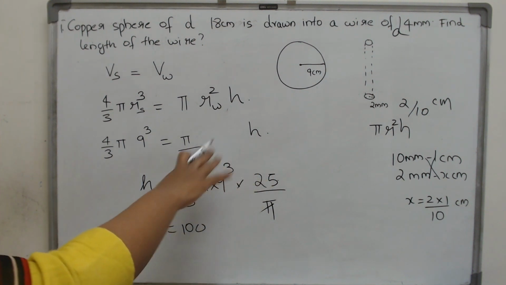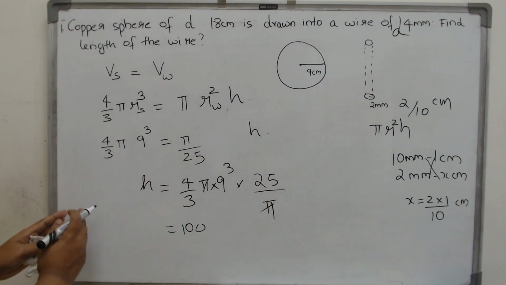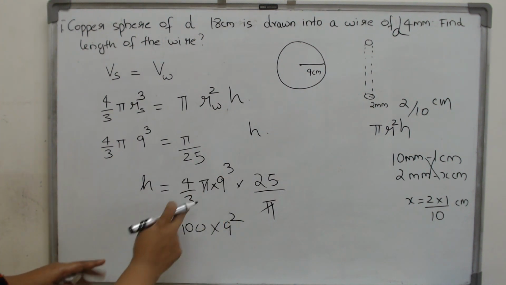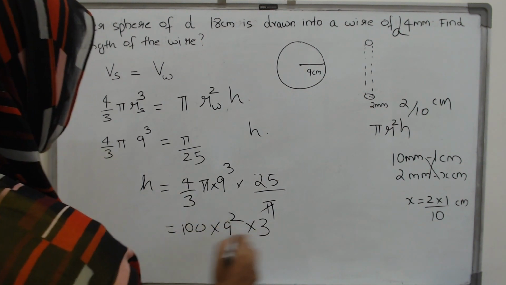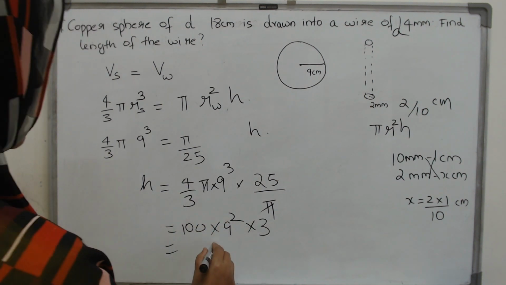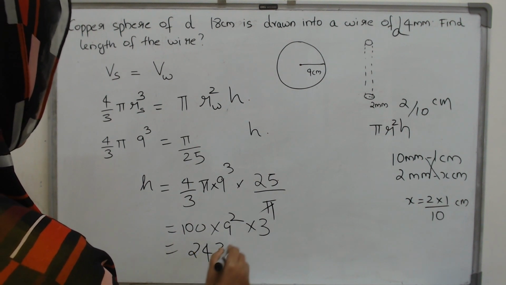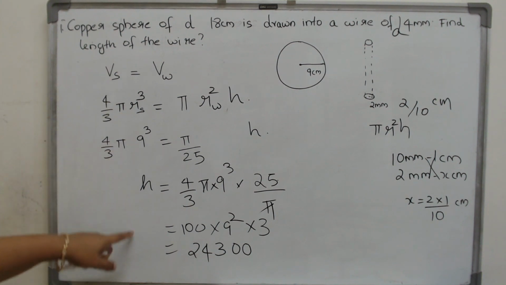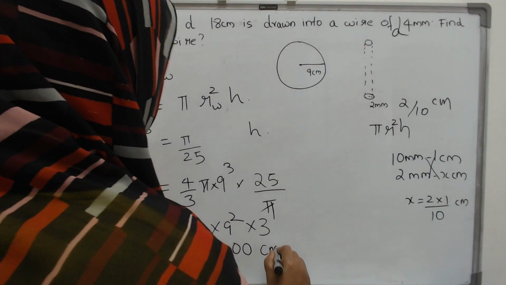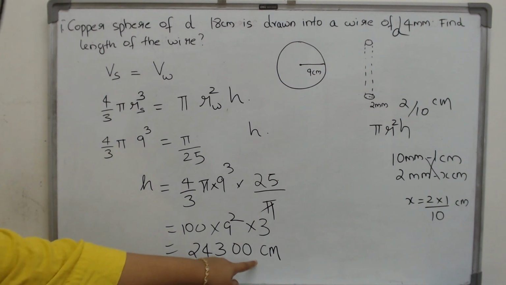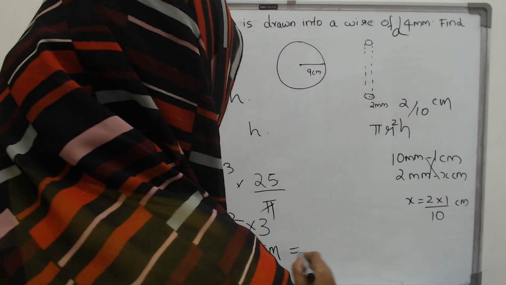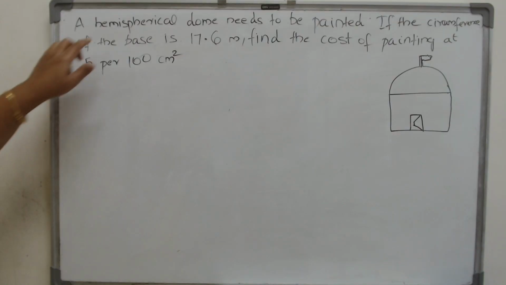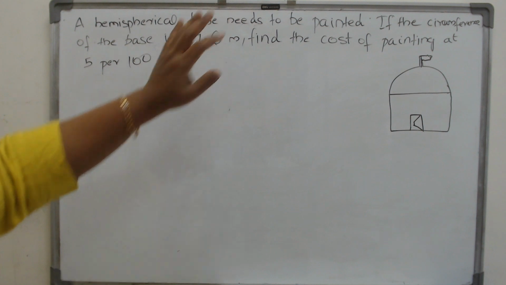Now do not open the whole thing. Just take one 9 out. Keep the 9 square as it is. Just take one 9 out and cut it with the 3. Then you get this. That means what? 81 into 3. That means 3, 2, 4, 0, 0. And what is it in? What did we change all of this into? Centimeter. So this much centimeter. Then 100 centimeters is 1 meter. That means this whole thing is 243 meters.